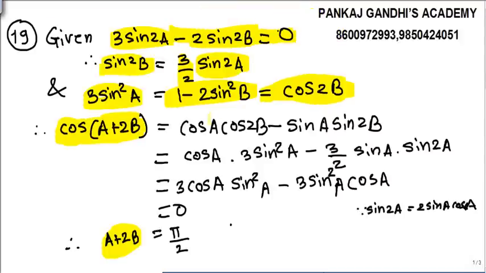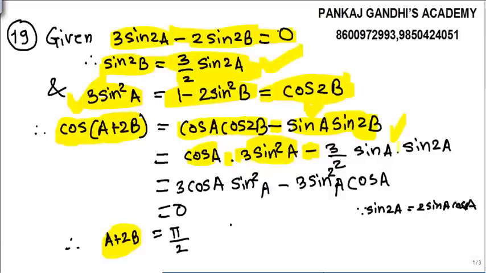Cos of a plus 2b is cos a cos 2b minus sin a sin 2b. So let's put the values. Cos a into cos 2b is 3 sin square a. So 3 sin square a minus sin a as it is, and now sin 2b. Sin 2b is 3 by 2 sin 2a. So sin a as it is, 3 by 2, and sin 2a. Now 3 cos a sin square a minus this 3 by 2 sin a sin 2a.